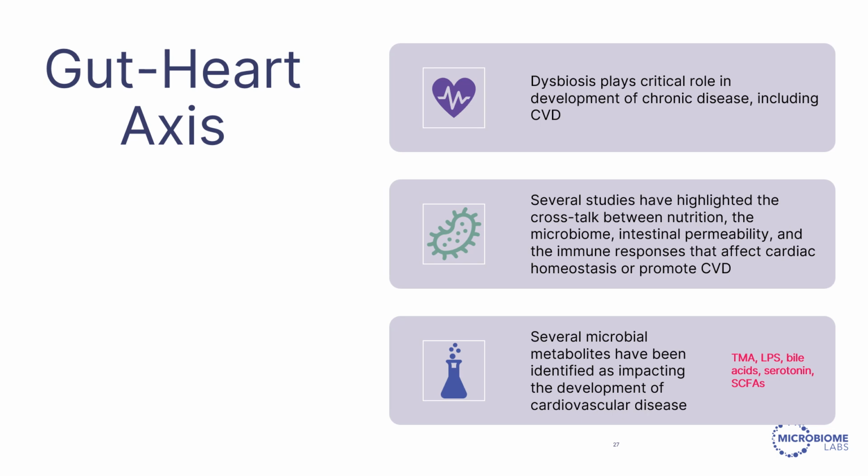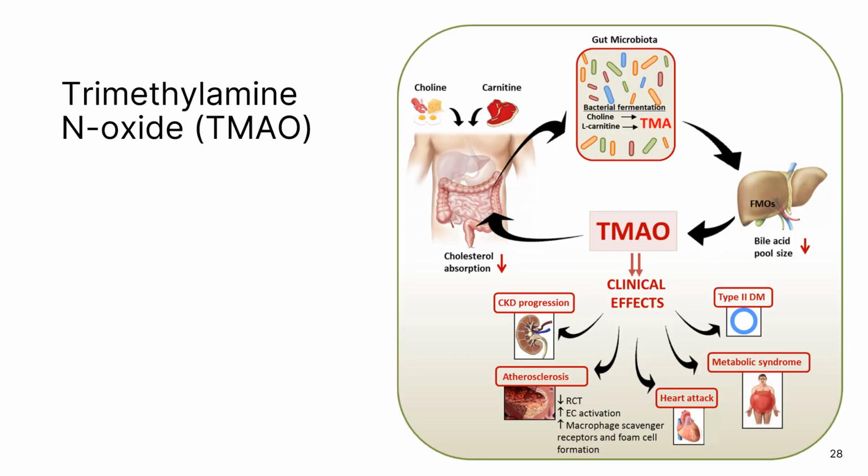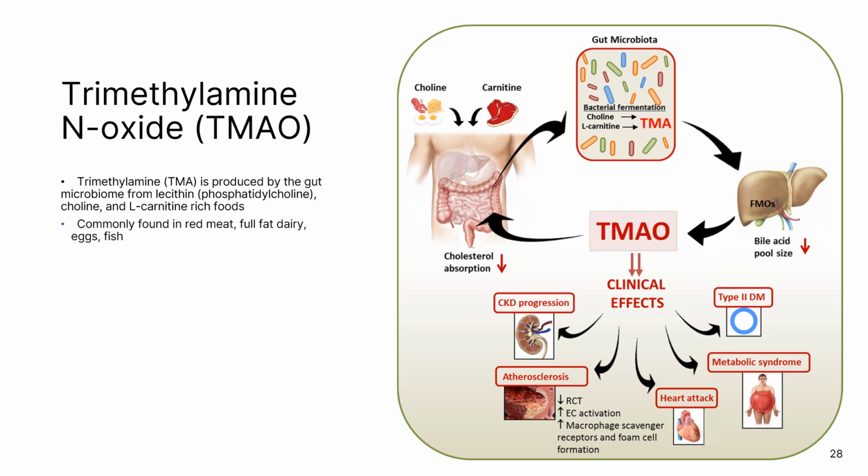These metabolites include TMA or trimethylamine, LPS, which we've talked about a lot so far, bile acids, serotonin, and even short-chain fatty acids like butyrate, acetate, and propionate. Let's talk about one of those microbial byproducts that we discussed in the last slide, TMAO, trimethylamine N-oxide. This is a compound that is produced by the gut microbiome from lecithin, choline, and L-carnitine-rich foods. It's commonly found in red meat and full-fat dairy, eggs, and fish.